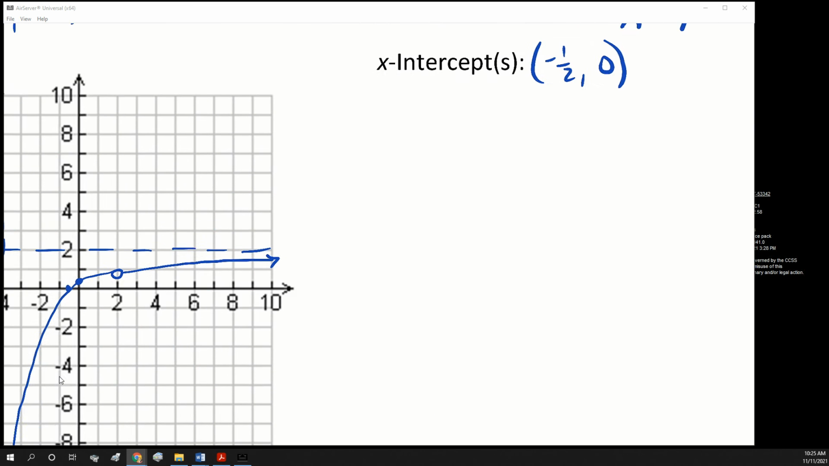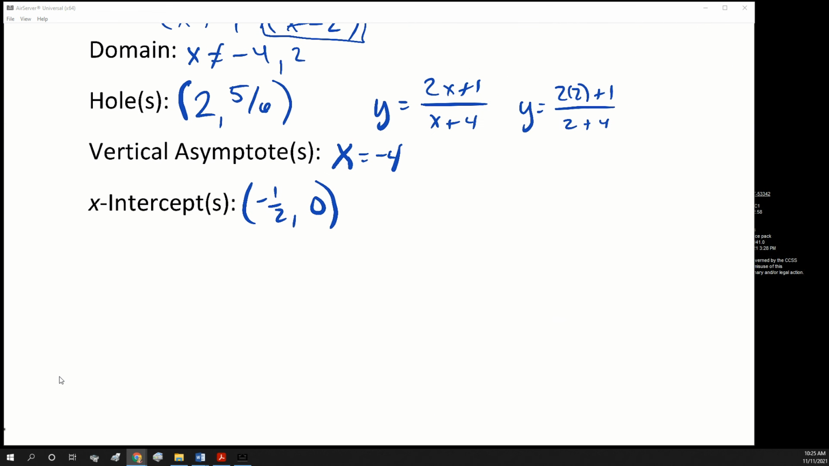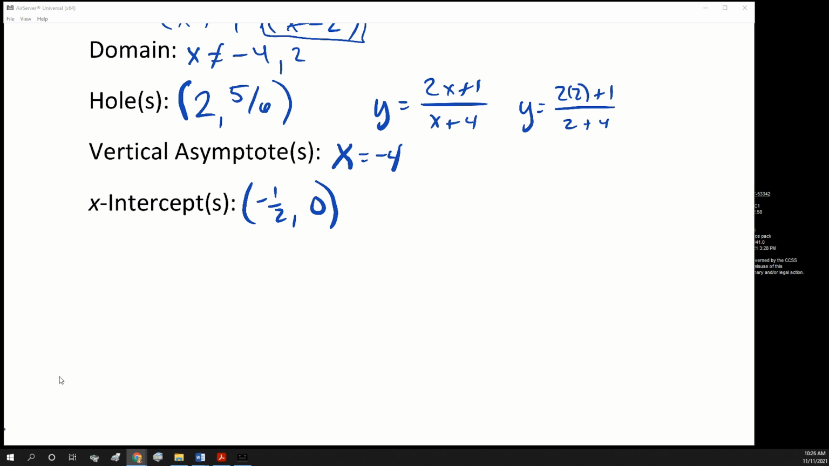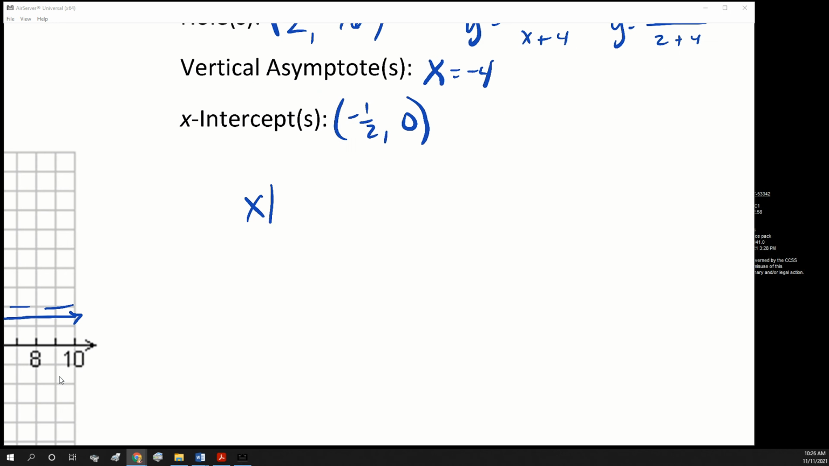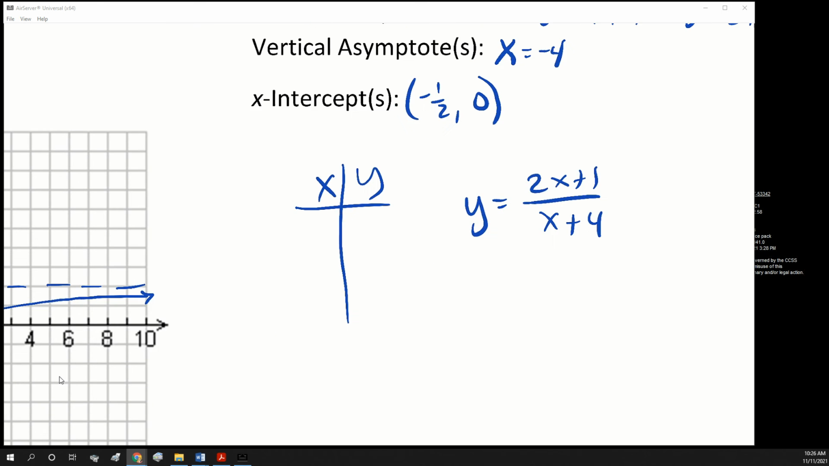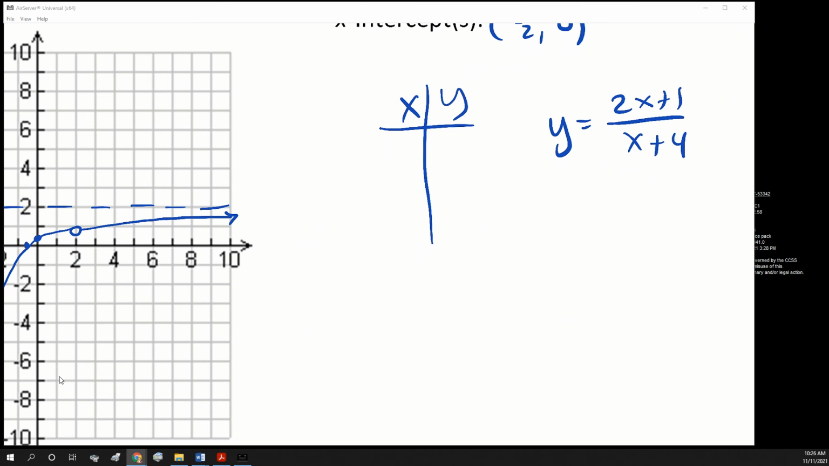But it's okay. We can find some more points. Just like we found the y part of the hole, we're going to use that equation and just find some more points. And you can find as many points as you want to. And you also can use the original equation. It's just a little easier to use the reduced equation. So what we need is some points on the left side of the vertical asymptote.